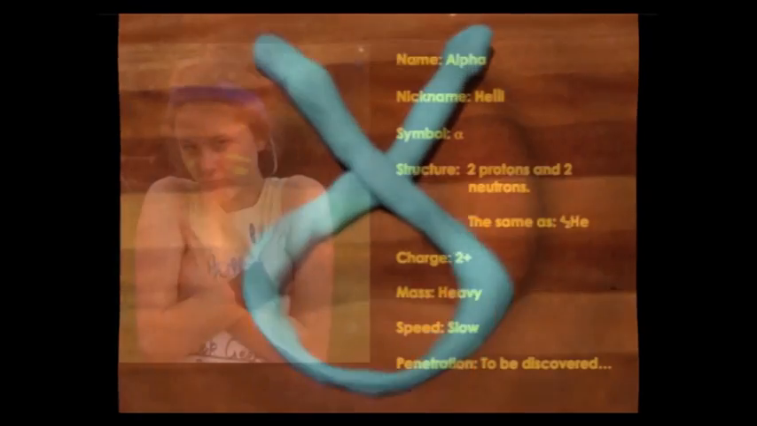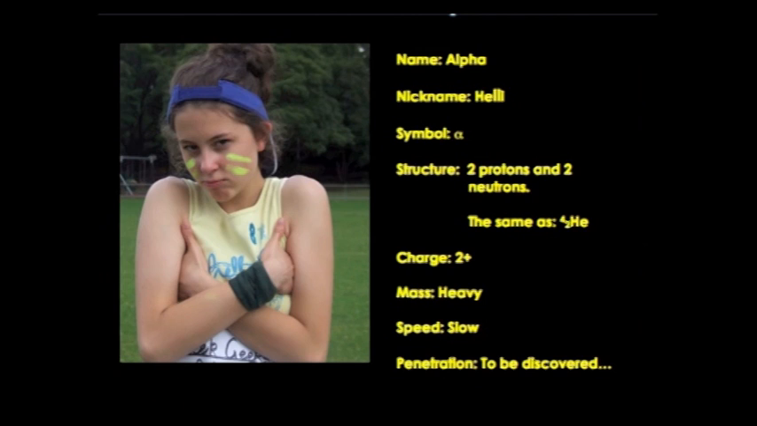Now let's introduce them. In this corner we have alpha, the heli particle. The alpha particle is nicknamed heli for its helium-like structure. Alpha's structure consists of 2 protons and 2 neutrons. It is very heavy and slow compared to the other forms of radiation.